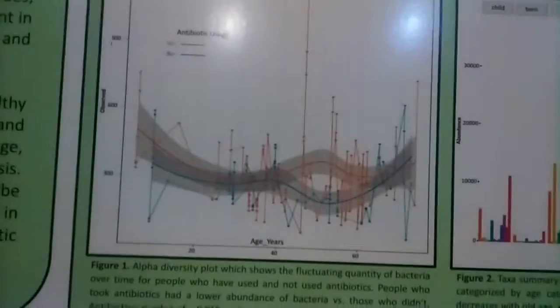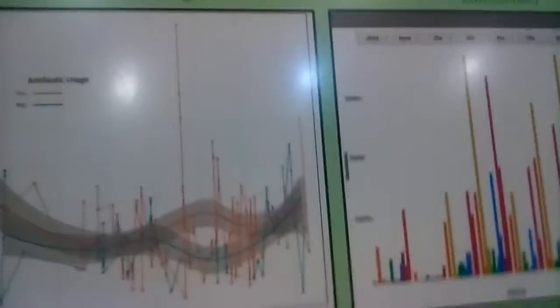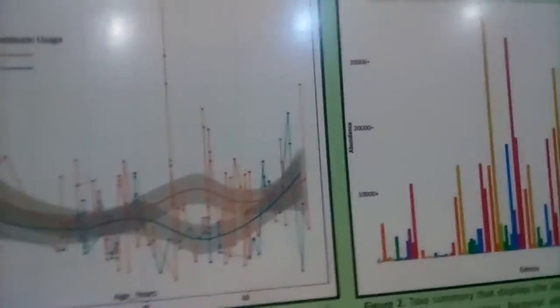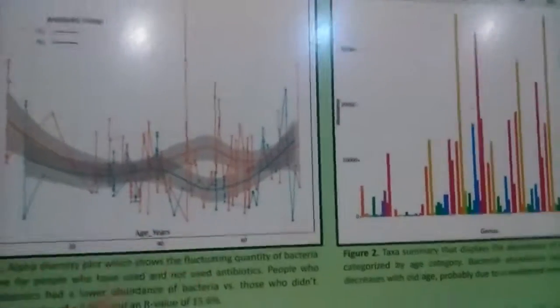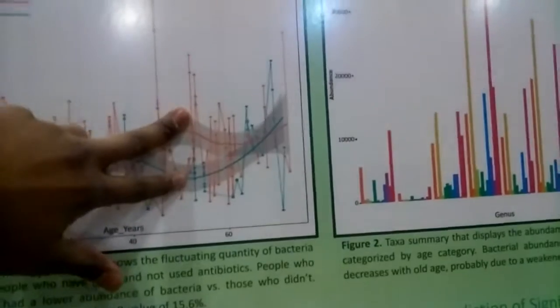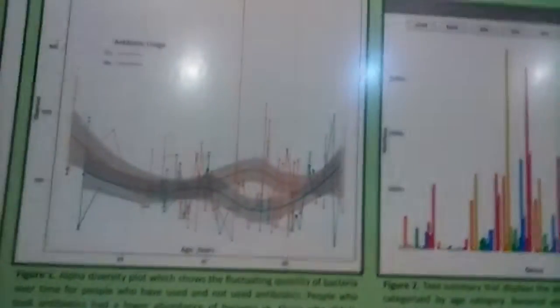Figure 1 is an alpha diversity plot, which shows the fluctuating abundance of bacteria between the two environments of people who have and have not taken antibiotics. As we can see, people who have taken antibiotics have a lower abundance of bacteria, which was expected. But what I focused on was the difference between these two environments. Because we can tell that there's a difference between these two environments, I can say that antibiotics is an influential variable on the microbiome.